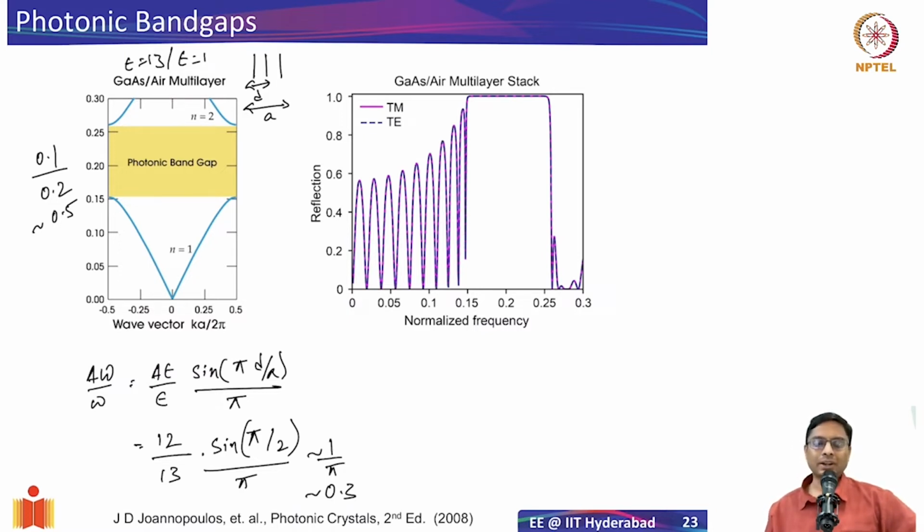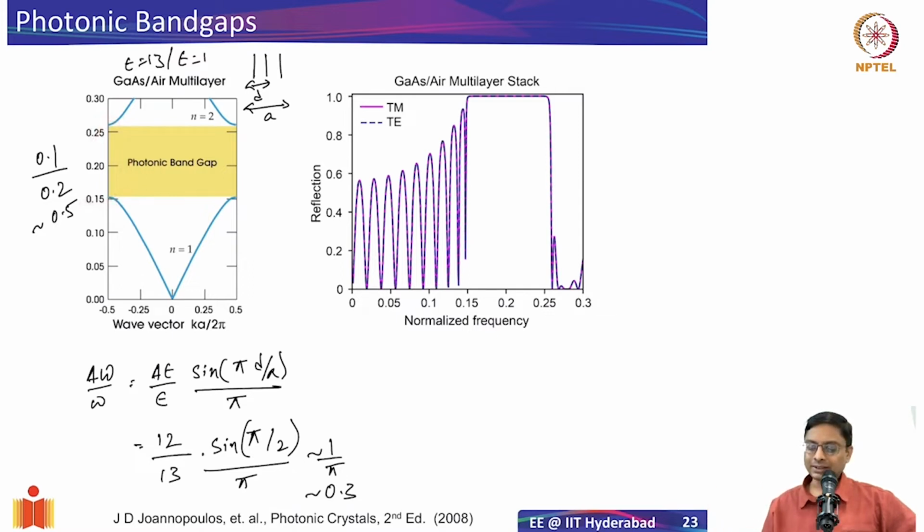All right, let me take one step forward. How do I design the band gaps? So far, I have given you examples wherein epsilon was 1 and 13, or 12 and 13 and so on. But how do we design? I want to change my band gap. I don't want it to work at this position. I want it to be at a different wavelength.